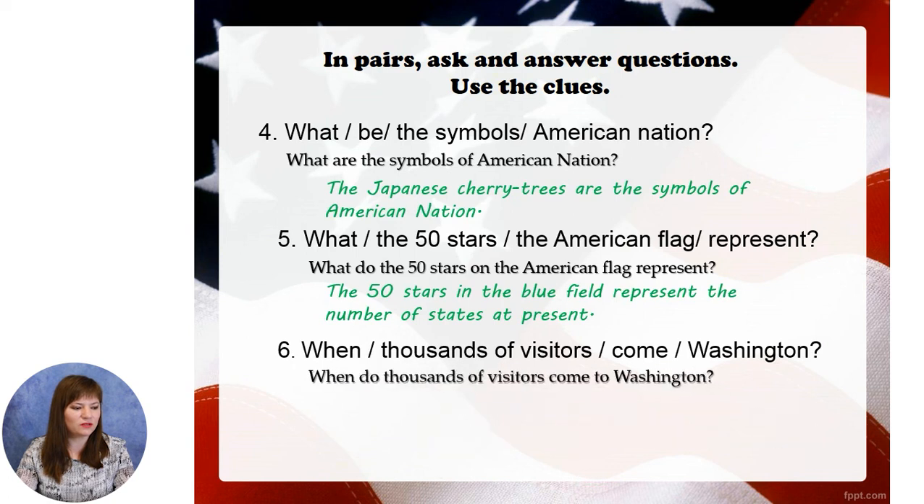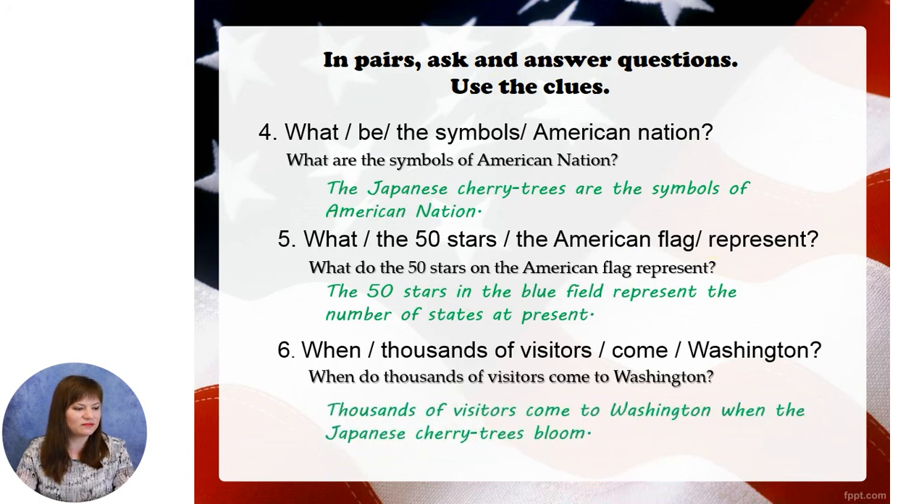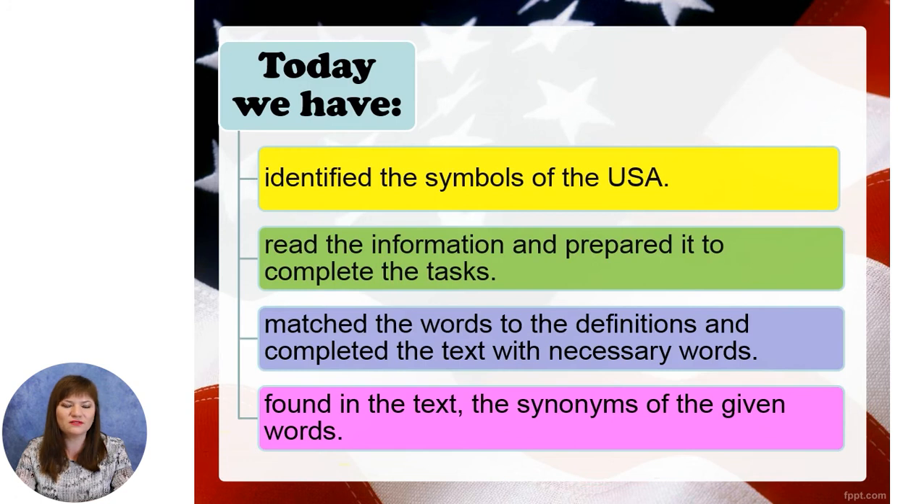The last question. When do thousands of visitors come to Washington? Thousands of visitors come to Washington when the Japanese cherry trees bloom. These are the answers and the information we have found today at the lesson. Now, let's find out what are those facts or what are the sentences you remember the most.